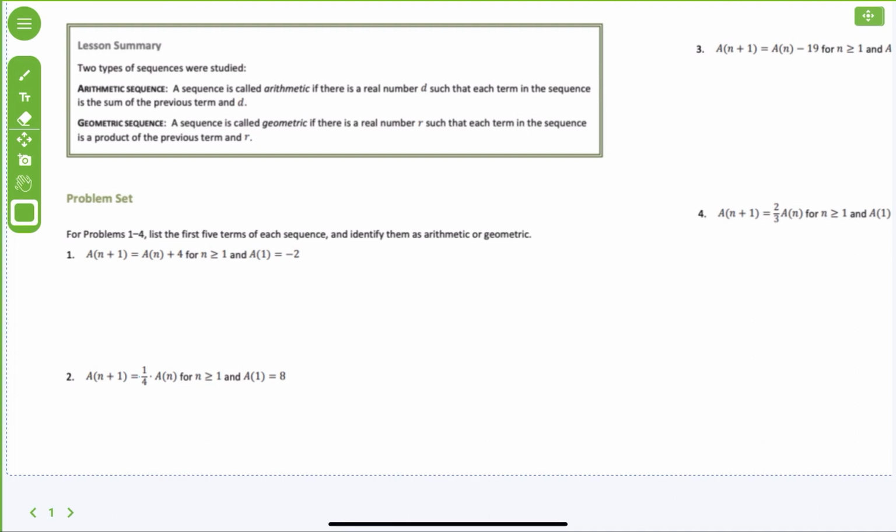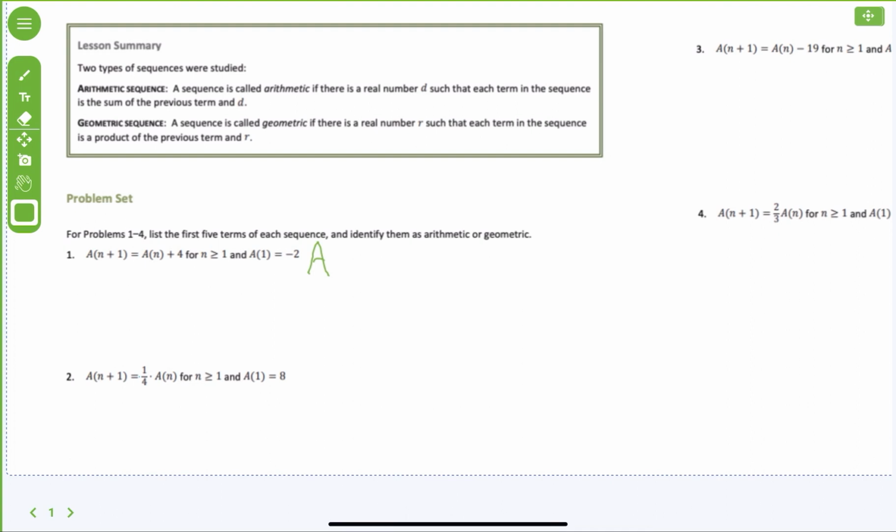So, let's look at problems 1 through 4. It says find the first 5 terms of each sequence and identify them as arithmetic or geometric. These should be easy. We should be able to rattle these off real quick. I'm just going to write an A or a G for arithmetic or geometric. So this is A. Anytime you say it's arithmetic or geometric, you need to tell me what the pattern is. So, what is the pattern for this arithmetic sequence?